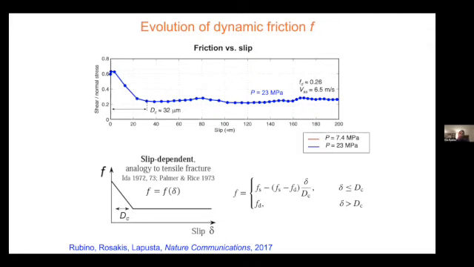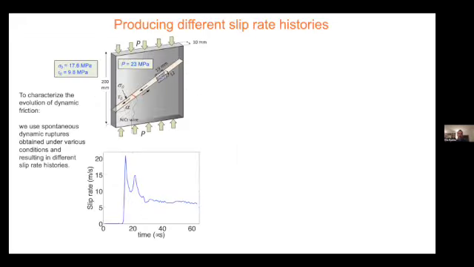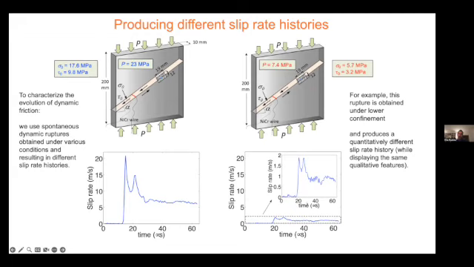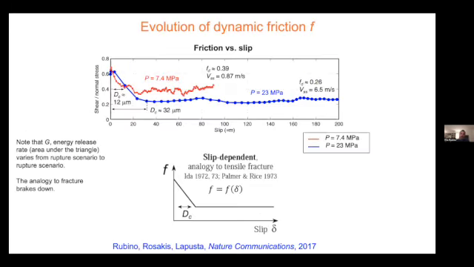Now the idea is to verify this law for a set of experiments. This is the initial experiment, and this is a lower loading configuration, where we get a qualitatively similar time history, but lower magnitude in terms of slip rate. Then we should get the same for a linear slip weakening law, but that's not what we get. We get a different characteristic slip distance and a different dynamic friction coefficient. This means that a slip-dependent law cannot be used universally.